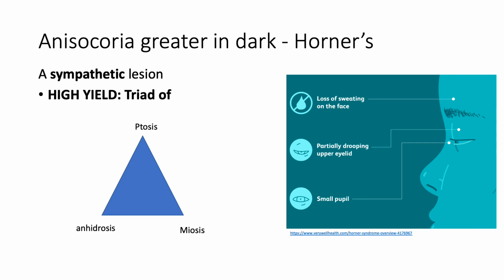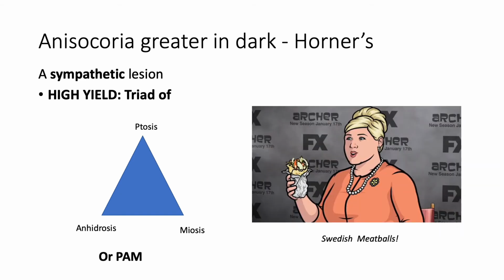The other thing to worry about when anisocoria is greater in the dark is a Horner syndrome. So what is a Horner syndrome? A Horner syndrome is a sympathetic lesion, and it has a triad of ptosis, anhidrosis, and meiosis. Or Pam. If you guys watch Archer, you know that this is one of the characters that helps me remember about.